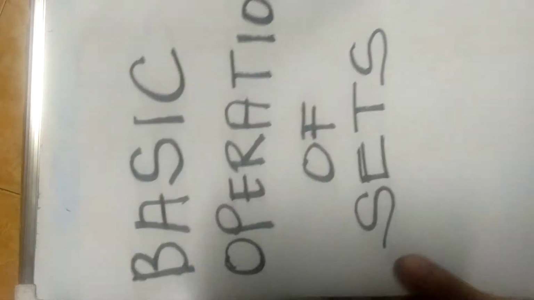Basic operation of sets is composed of the union of two sets, the intersection of two sets, and the difference between two sets. So let's start.